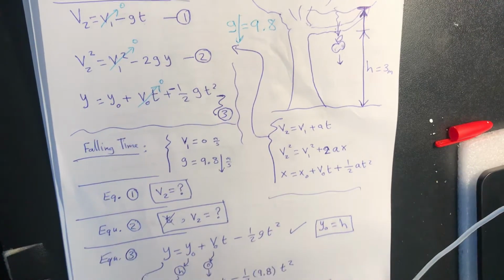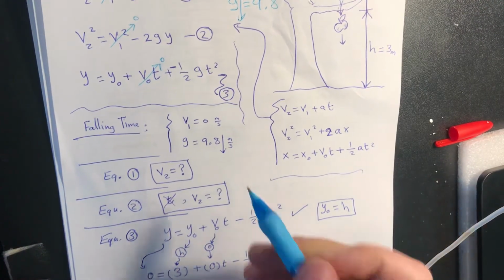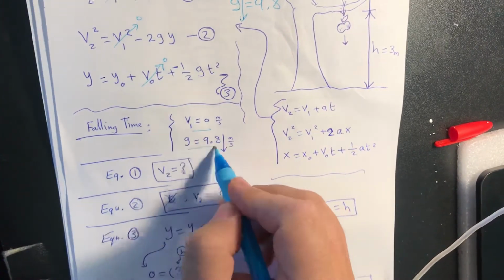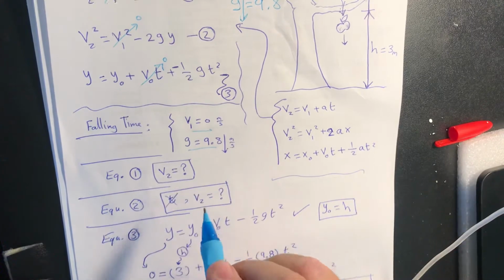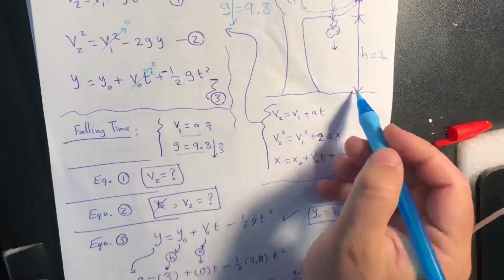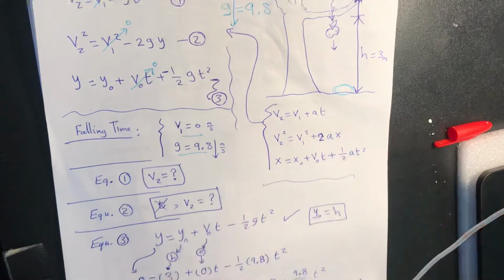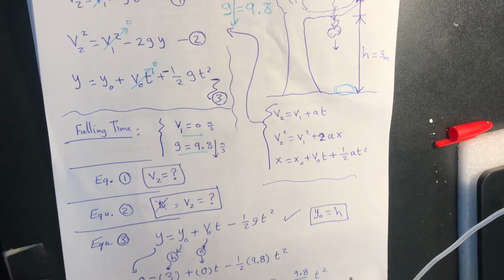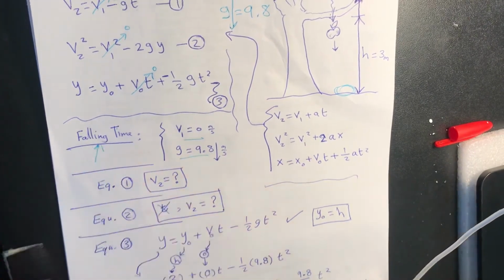Now, as we say, v naught is equal to 0 and g is equal to 9.8 downward. If we need to find the velocity at the ground, which is v2, or if we need to find the time, the falling time.